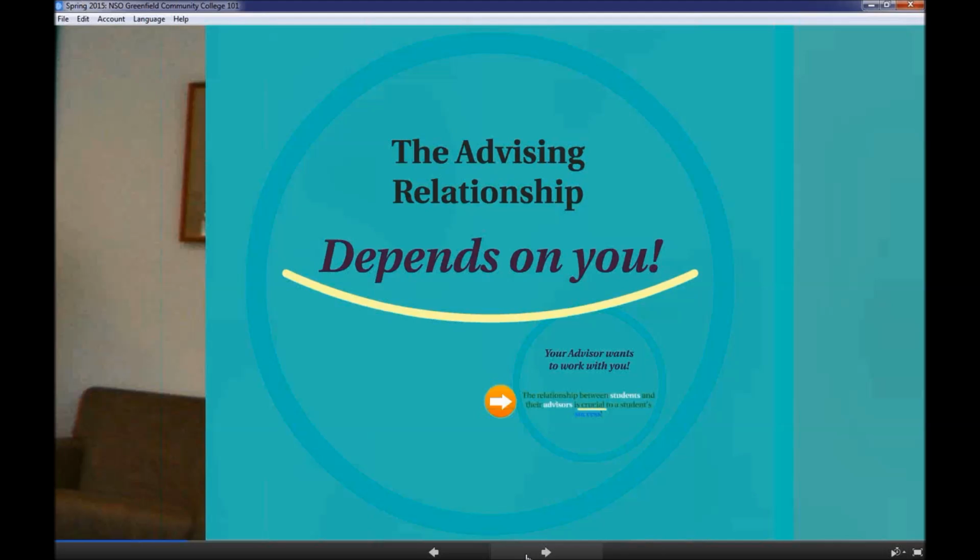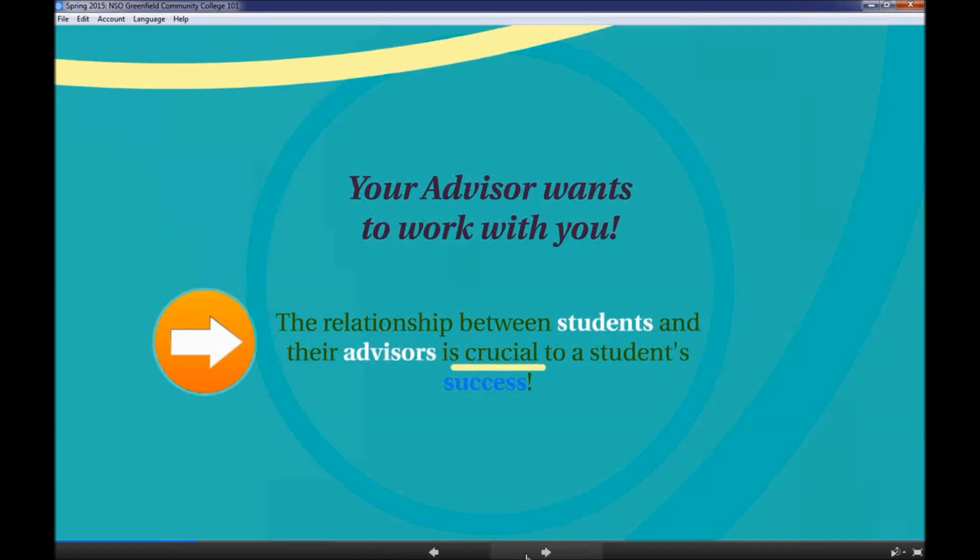Ultimately, if you are not finding a connection between you and your advisor, that's okay. We want to make sure that you're getting the service and the support that you need. And so all you have to do is go back to the Advising Center, let them know that you could use additional support, and maybe a change of advisor would help with that.